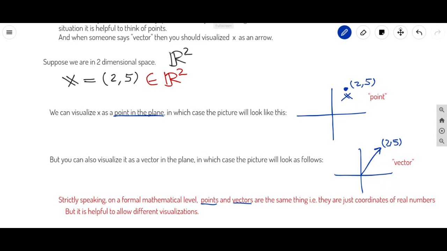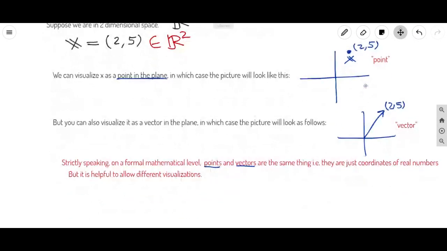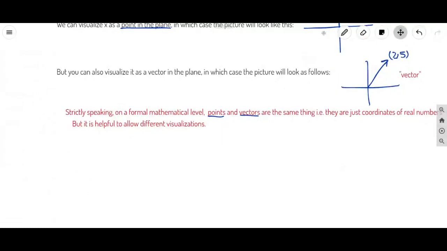So what I wanted to do after this is to go over some vector operations. So let's review some vector operations that you should be familiar with.